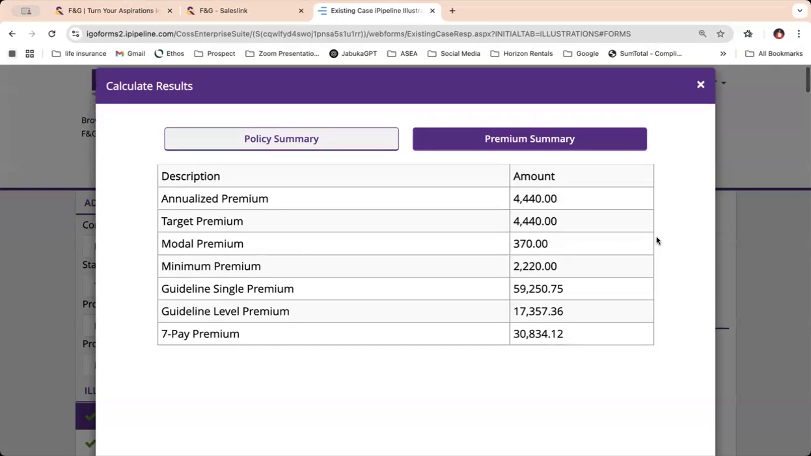So, can anybody tell me what's going on over here on the calculating results? Yeah, I can volunteer. Yes, Amos, go ahead.